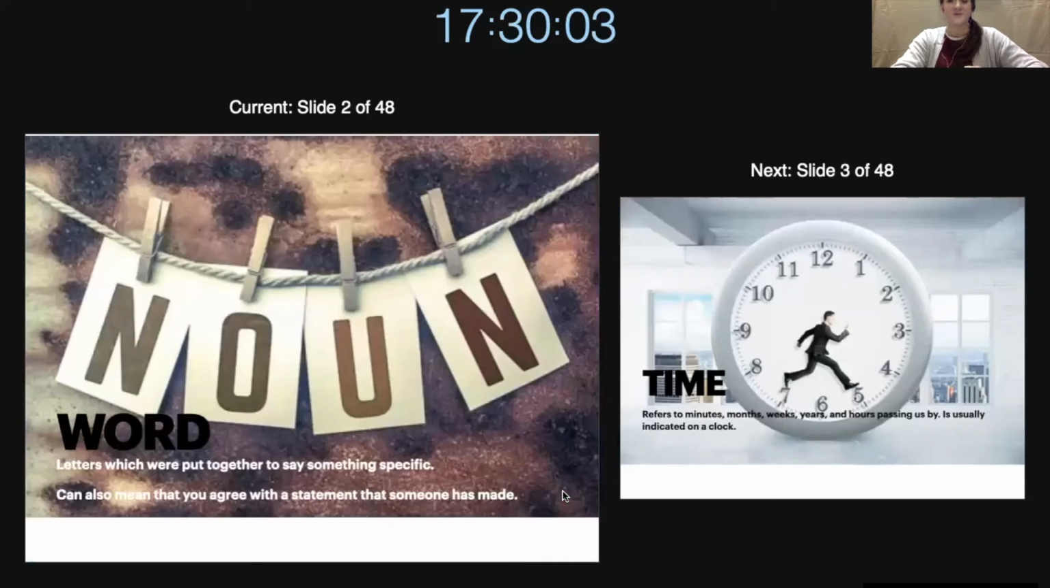So the first one we will look at is word. Word refers to a group of letters that present a meaning. So for example, if we say noun, this word has a specific meaning. It can also mean that you agree with the statement that someone has made. So for example, if you say, I'm really enjoying the weather today, I can say word, which means I agree with you.